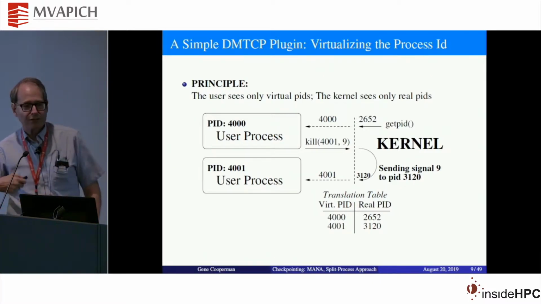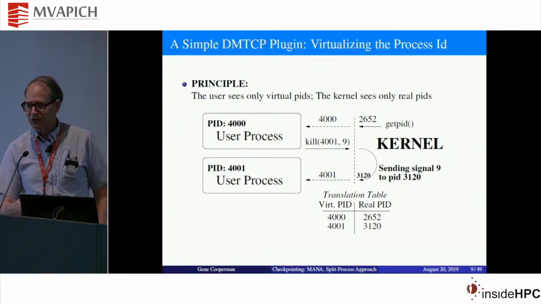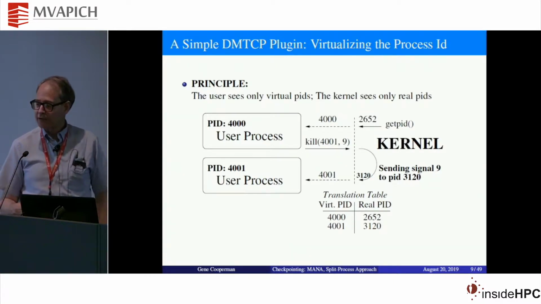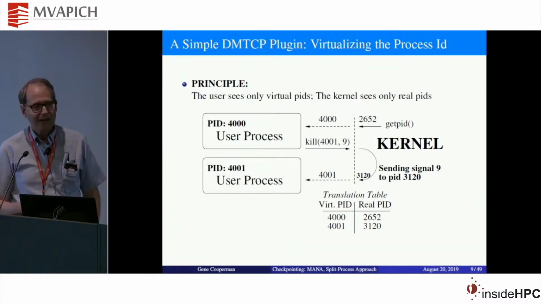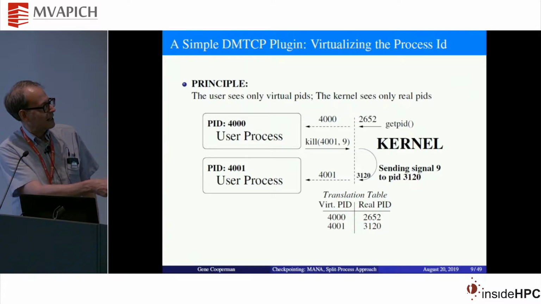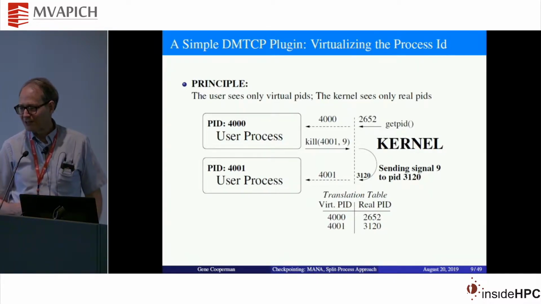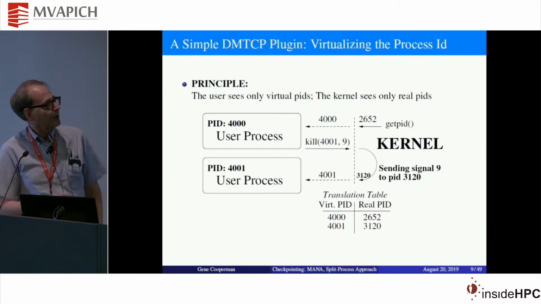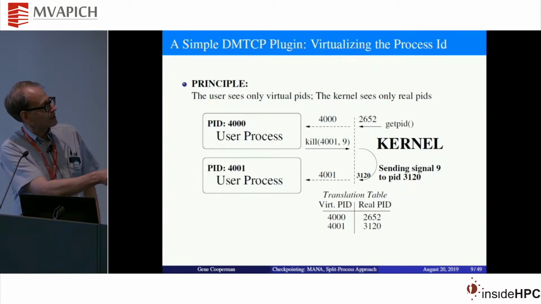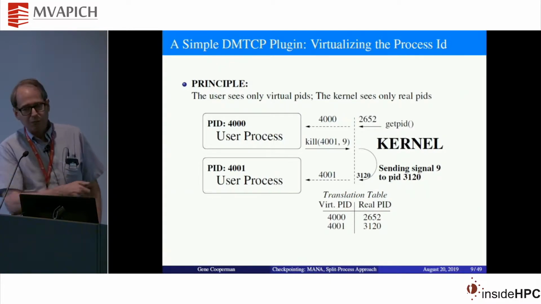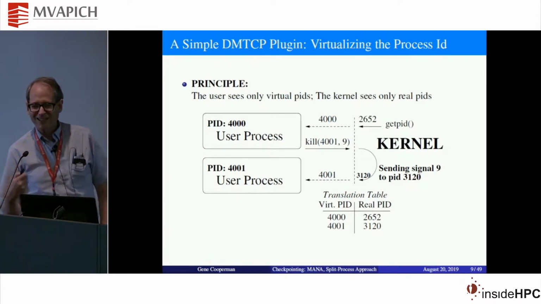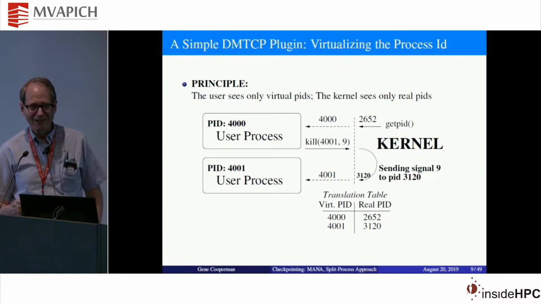And the way we do this is we'll interpose on any system calls, at least any system call that refers to a process ID. So whenever we see a process ID coming from the kernel, if it's a new one, we give it a new virtual PID. If it's an old one, we look it up. And then similarly in the opposite direction. Then on restart, everything is very easy, because on restart, we can restore this memory image, and these user processes continue to think they are process ID 4000 and 4001.